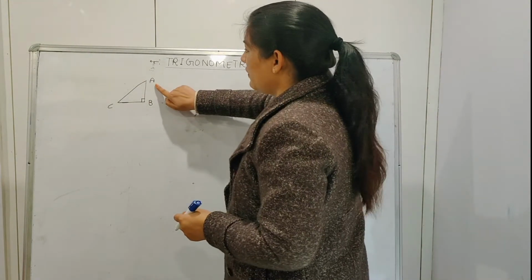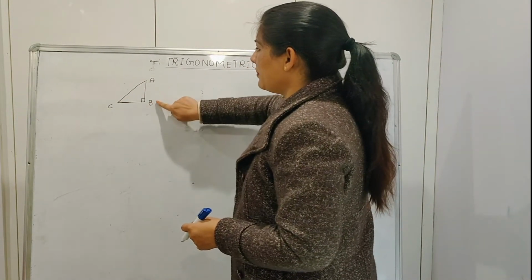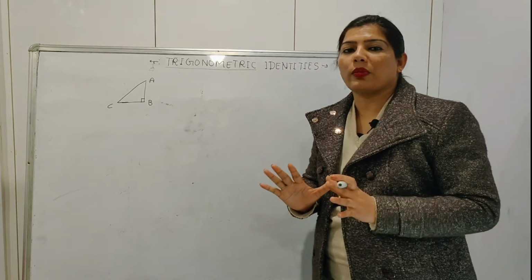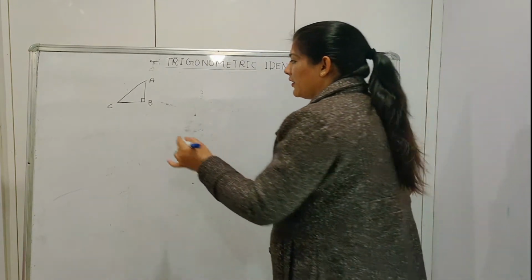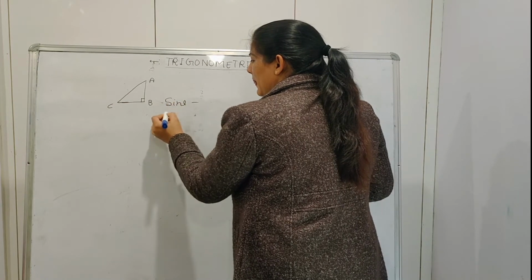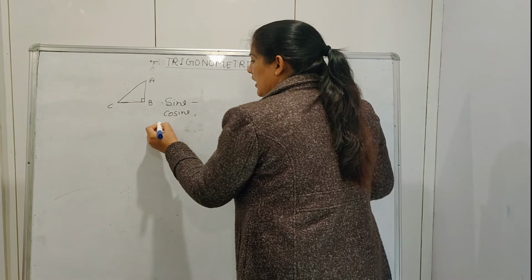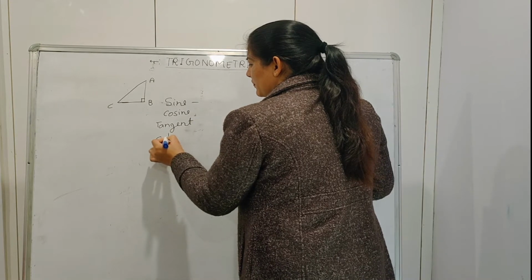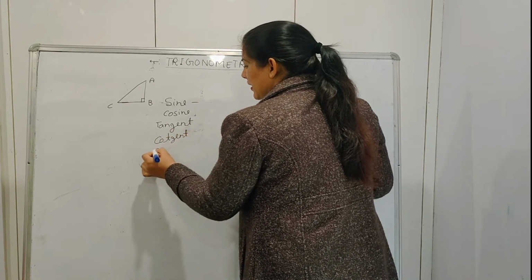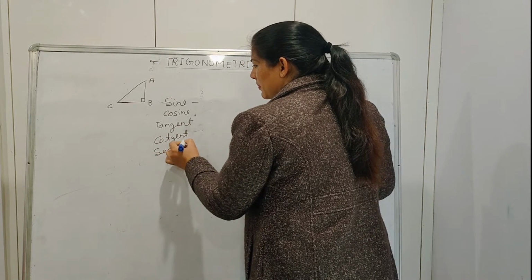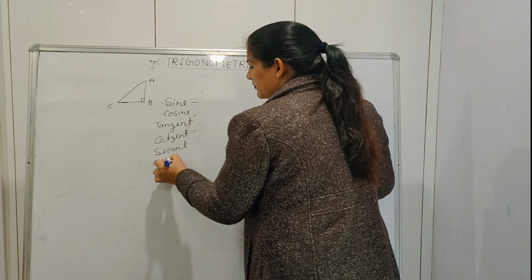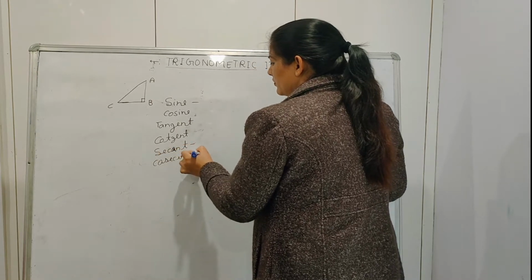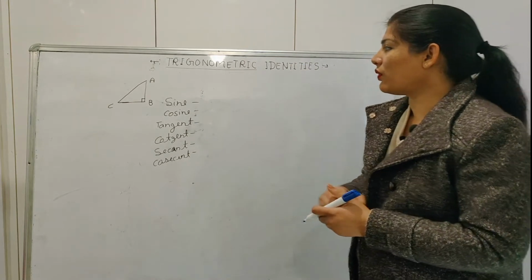Okay, so if there is a triangle ABC right angled at B, we can find 6 trigonometric ratio here, which are called sine, cosine, tangent, cotangent, secant, and cosecant. Okay, so from here how we can find these?